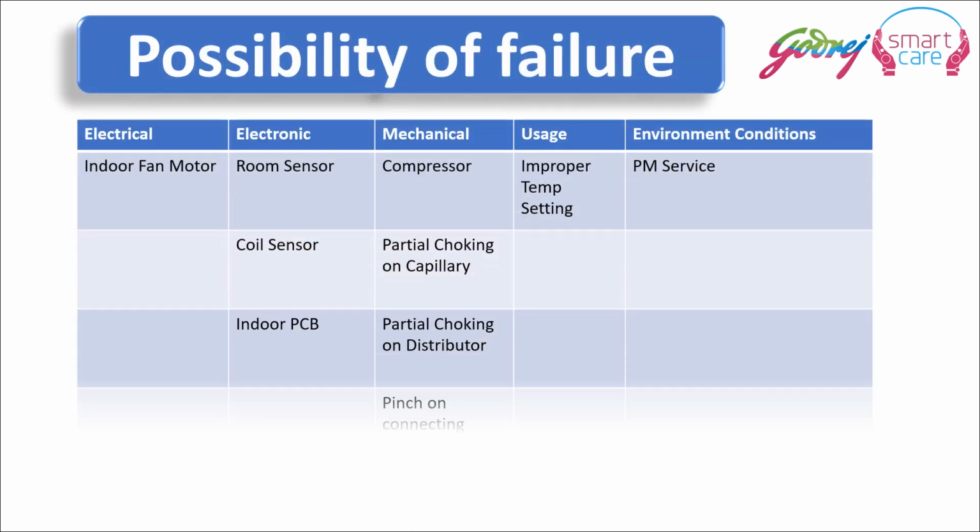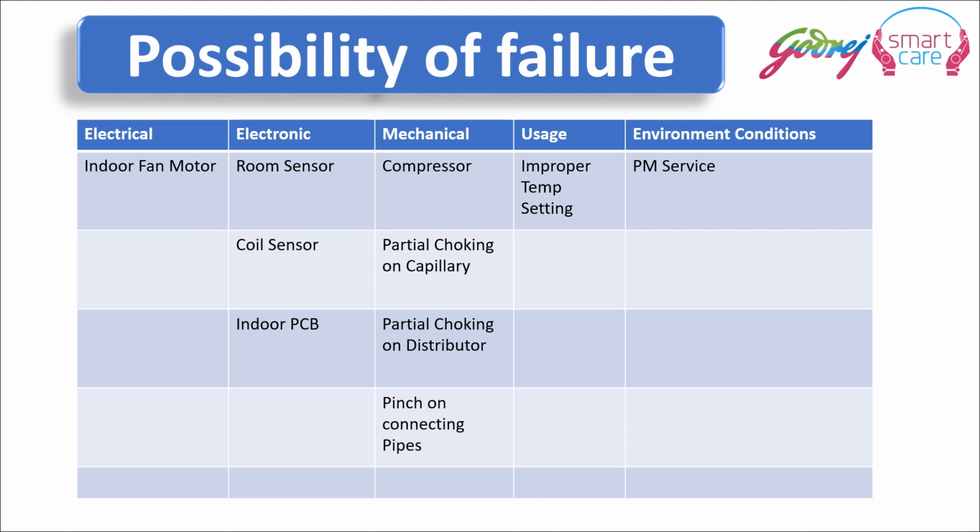The possibilities of the failures are divided into types. In case of indoor fan motor problem, it is under electrical defect. Room sensor, coil sensor defect or indoor PCB defect are under electronic types of defect. The compressor related issues, partial choking on capillary, partial choking on distributor, and pinching of the connecting pipes are a mechanical type of defect. Improper temperature setting is a usage related defect, and the service related issues come under environmental conditions.